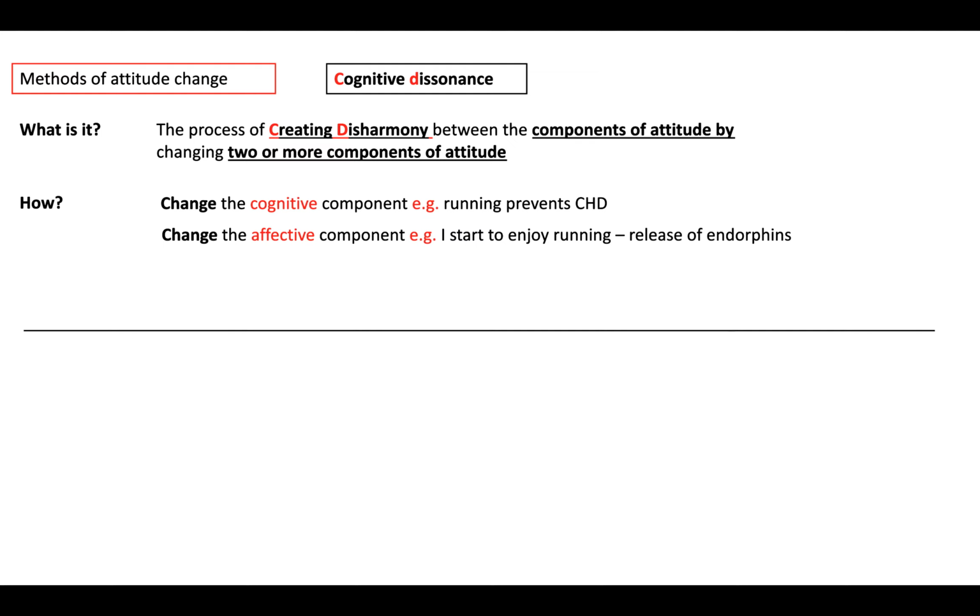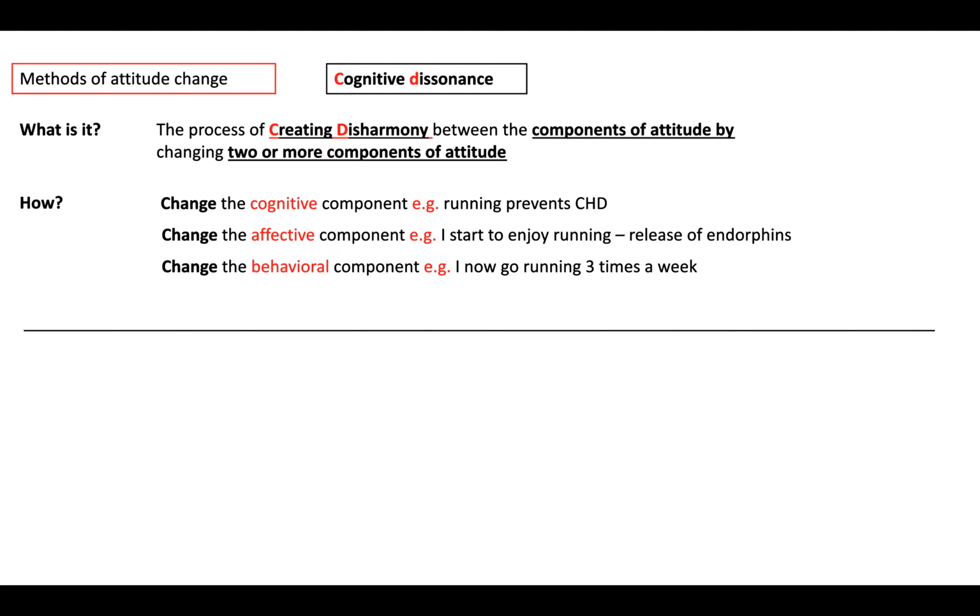So all of a sudden, this person knows that running prevents coronary heart disease. Then all of a sudden they start to run to prevent this coronary heart disease. They start to enjoy it because it's releasing endorphins. And then finally, we can also change the behavioural component as well. So now this person goes running 3 times a week.